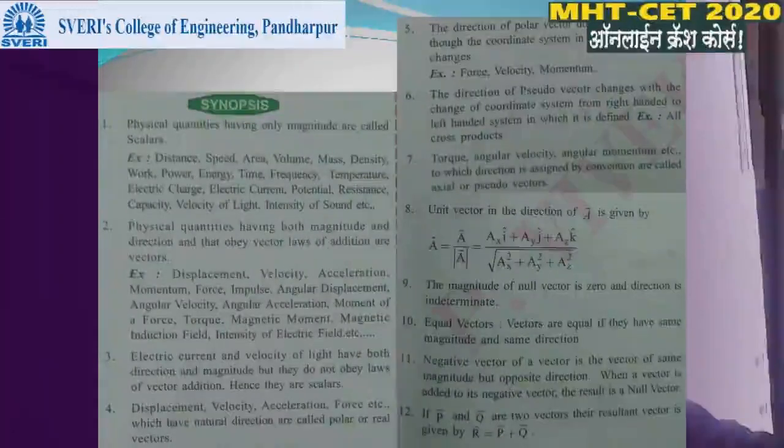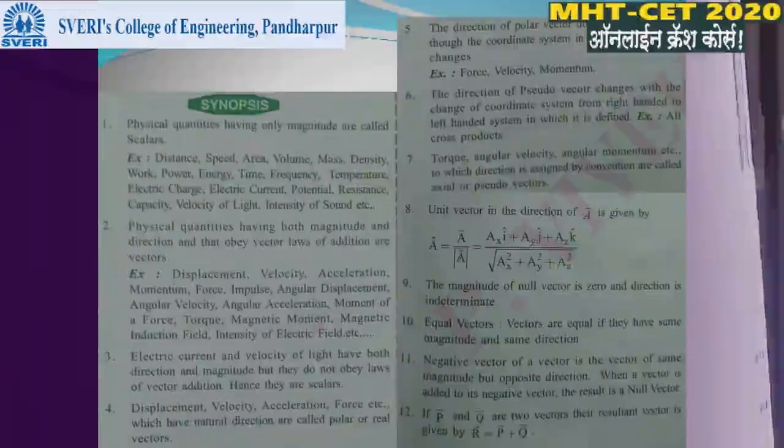Displacement, velocity, acceleration, momentum, force, impulse, angular displacement, angular velocity, angular acceleration, moment of a force, torque, magnetic moment, magnetic induction field, intensity of electric field. These are some of the examples of the vector quantities having both magnitude as well as direction.